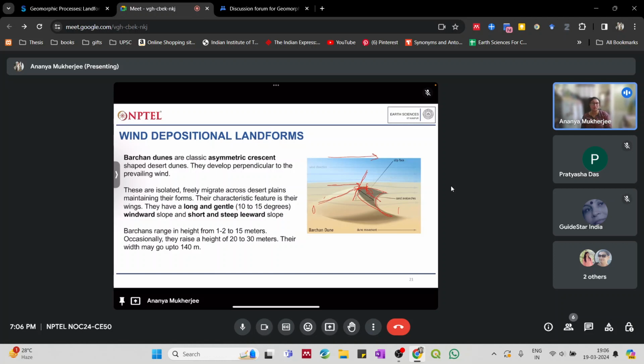And the windward slope is mostly longer and gentler in nature, and the leeward side is short and steep. So they can have great heights around 20 to 30 meters, and they can be much wider in terms of their lateral expanse also. So as you can see, if the dune can migrate, the dune movement will also be in the direction of the wind that is flowing.